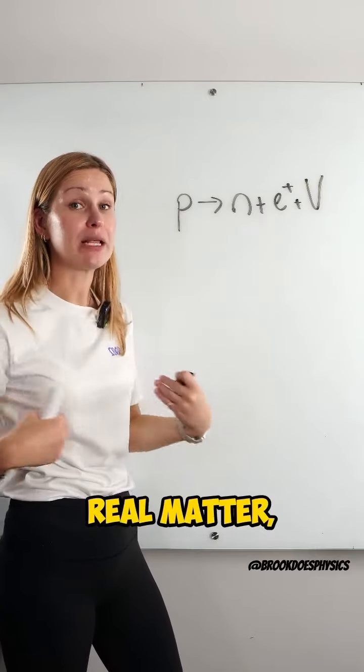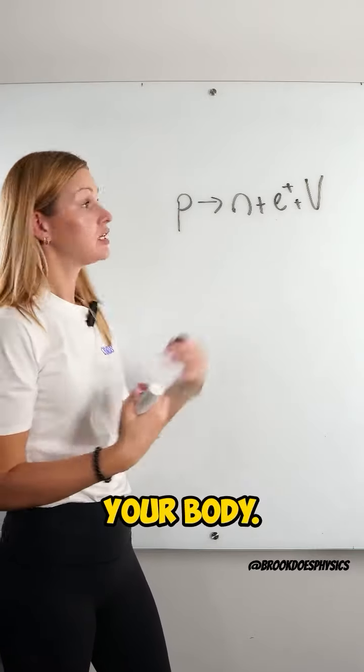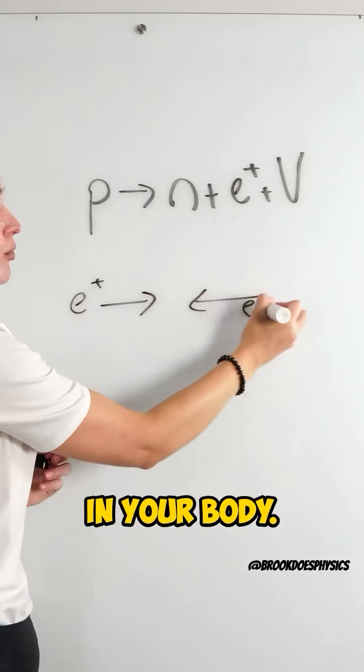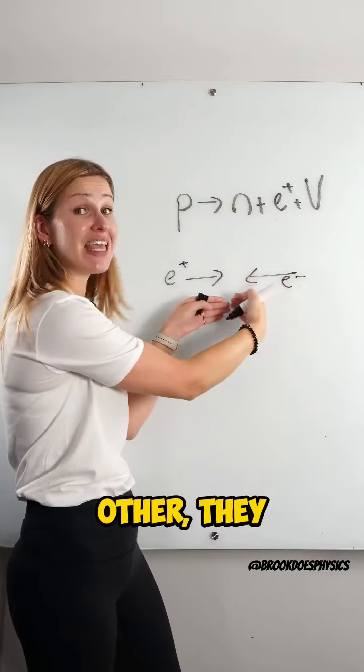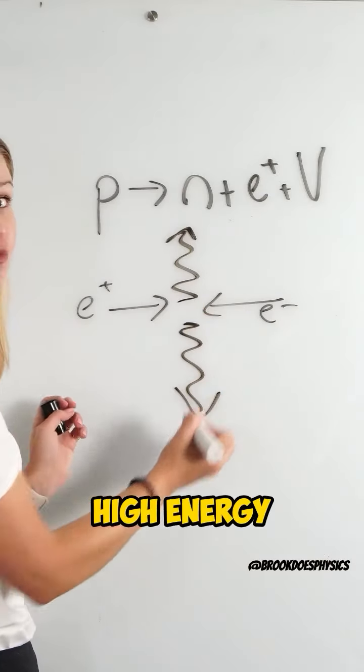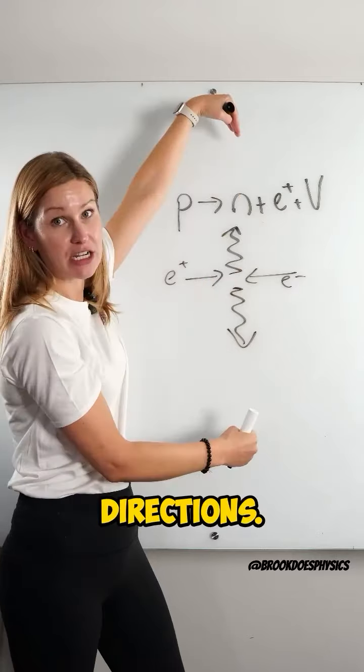Because we're made of real matter, there's loads of electrons in your body. So that positron is going to end up meeting a real electron in your body. And as soon as they meet each other, they annihilate each other. And they release 2 gamma rays, 2 high energy rays that get emitted in opposite directions.